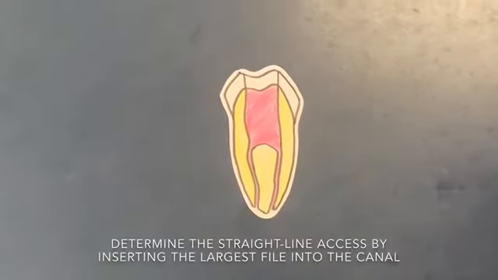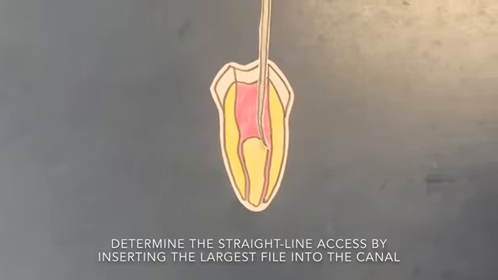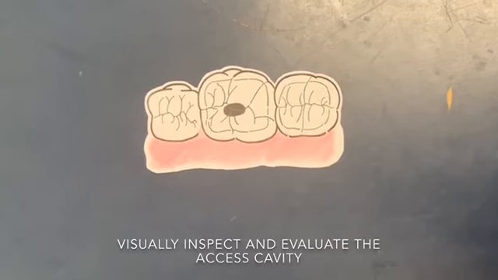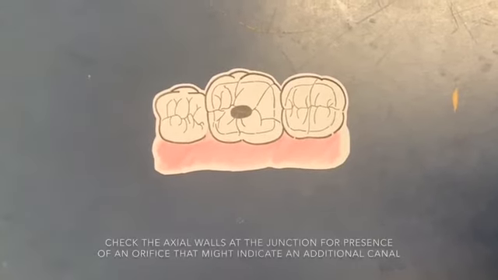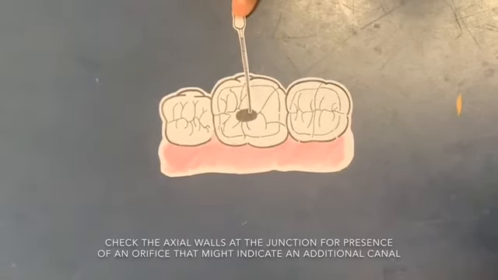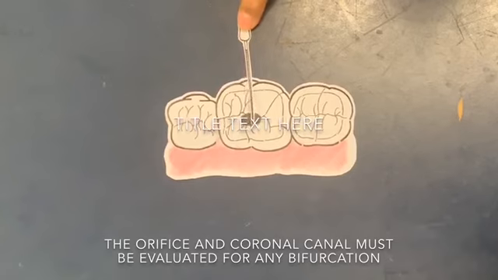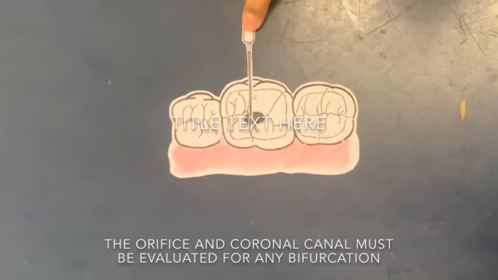Determine the straight line access by inserting the largest file into the canal. Visually inspect and evaluate the access cavity. Check the axial walls at the junction for presence of an orifice that might indicate an additional canal. The orifice and the coronal canal must be evaluated for any bifurcation.